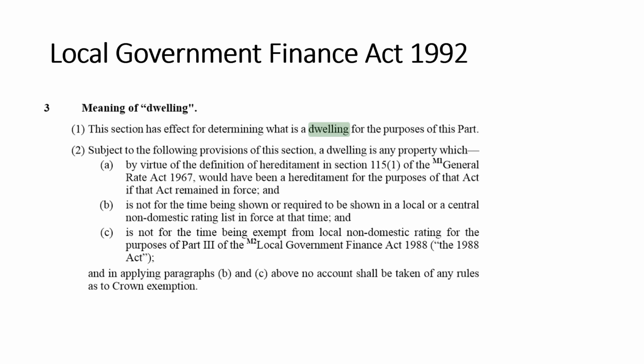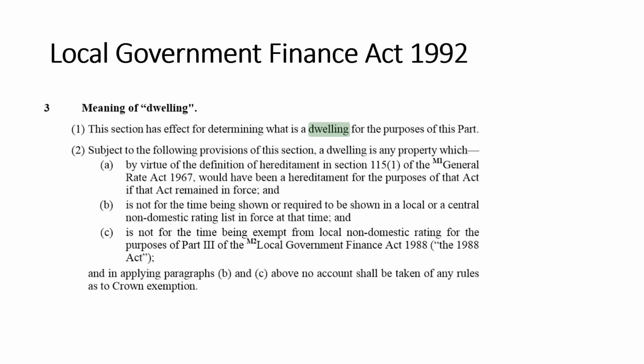Now, keep in mind that a hereditament is typically a property which is hereditary or is inherited. For those that don't know what hereditament means, you can dig into that further. There are additional explanations, but I'm trying to keep things fairly simple. Okay. Now it says is not for the time being shown or required to be shown in the local or central non-domestic rating list in force at the time. Well, right there, your property is already not classified as non-domestic. In fact, it is domestic. And then under B, it says is not for the time being exempt from the local non-domestic rating. Again, that doesn't apply to you because your property is domestic.